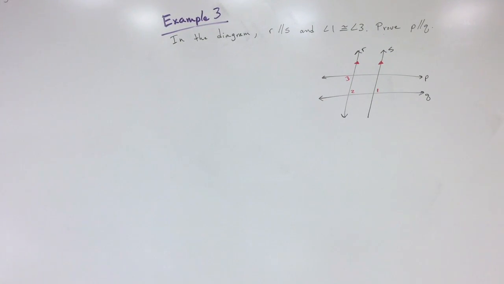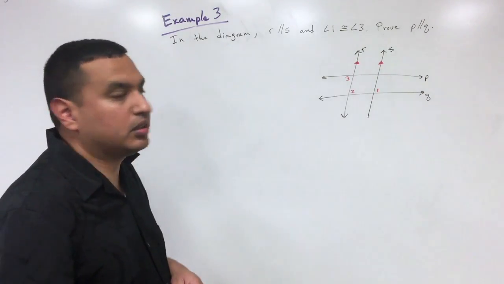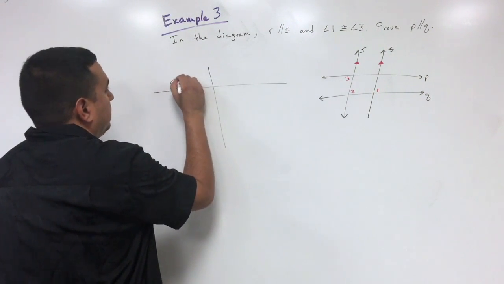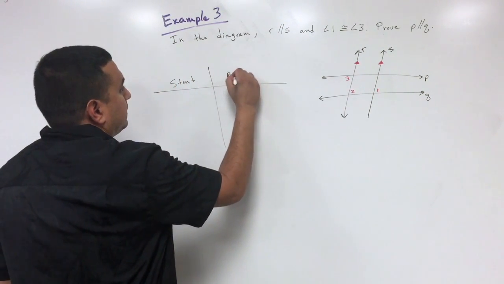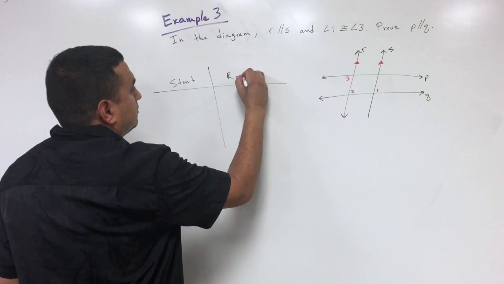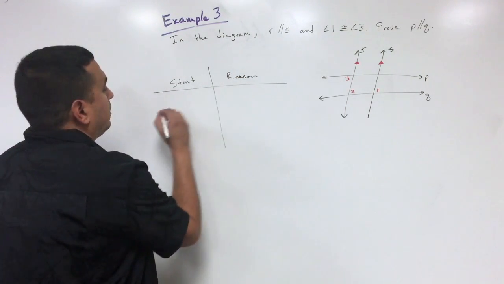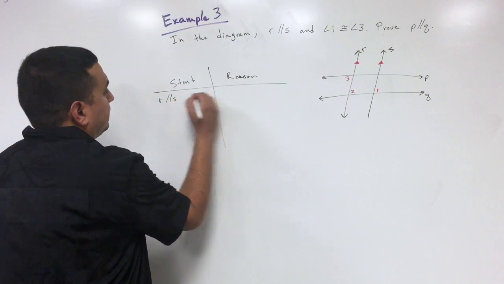Example 3 says in the diagram R is parallel to S, and we know that angle 1 is congruent to angle 3. We've got to prove that line P is parallel to line Q. So let's start our proof. Going to make our statement column and our reason column. And we always start with what's given, so I know that R is parallel to S, that's given.